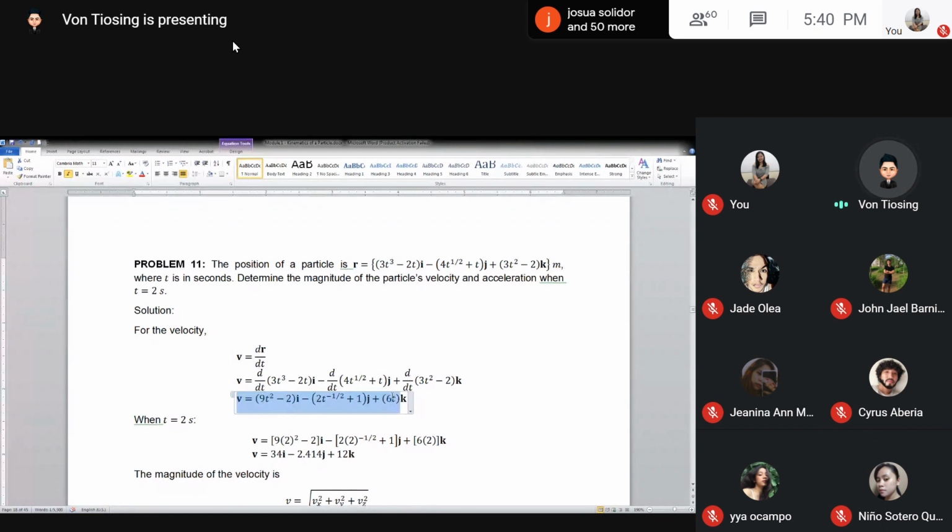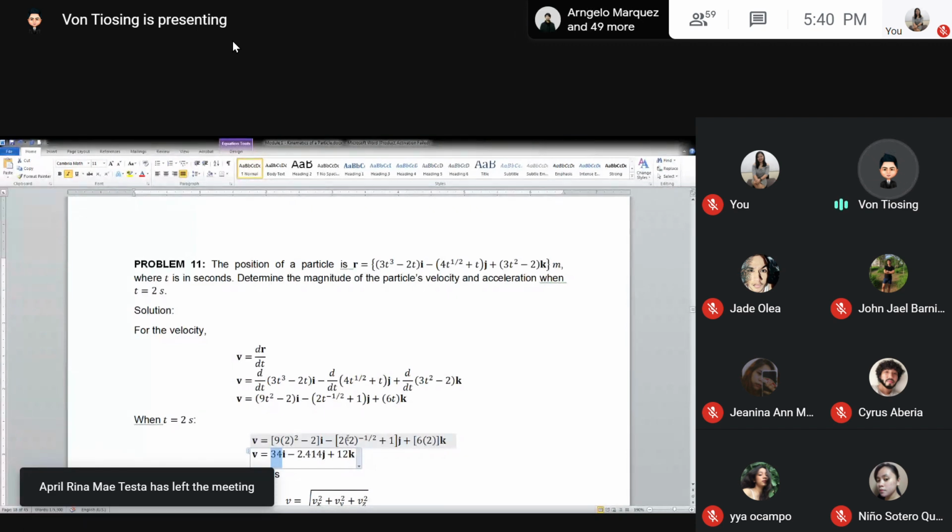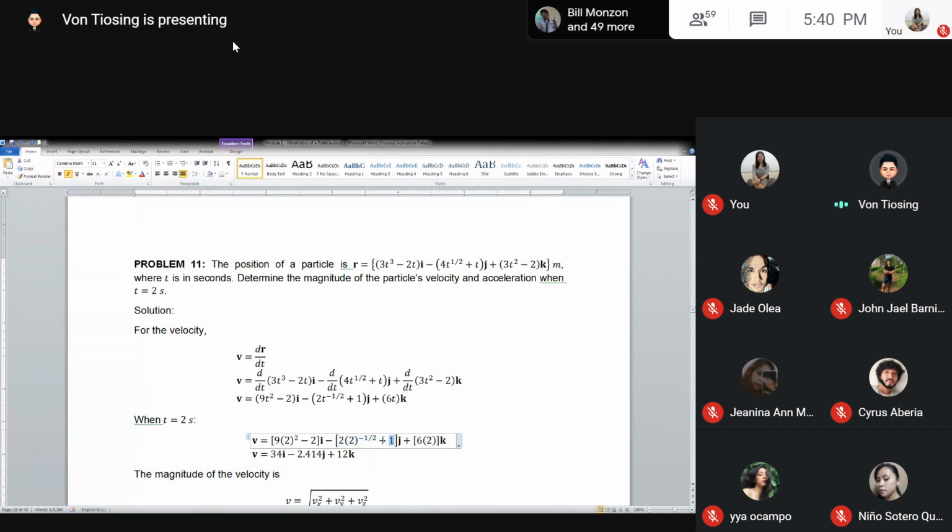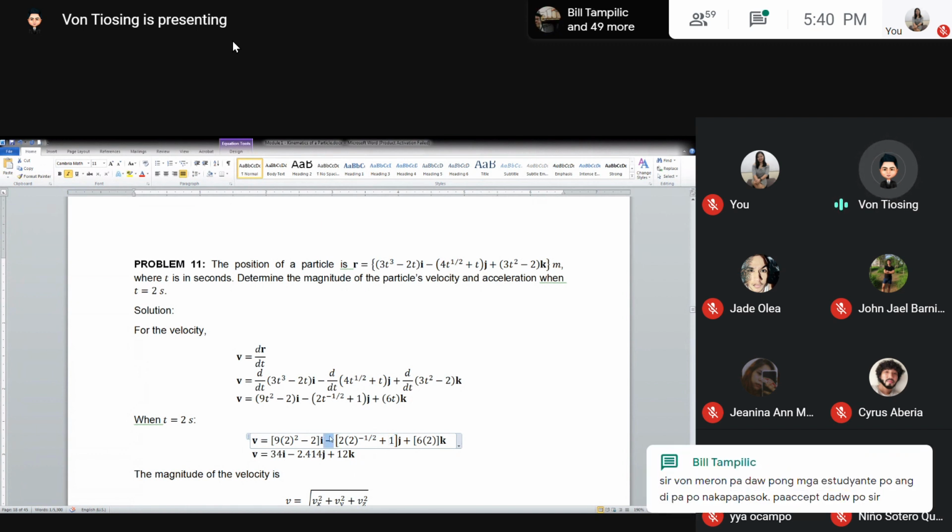Okay, so ito yung magiging velocity vector mo ngayon. Okay? So when t equals 2 seconds, basically you're going to substitute everything here. 9t squared minus 2 is 36 minus 2, so 34. So 2 times 2 raised to negative 1/2, so we have square root of 2 ito, no? Minus, plus 1 is, ilan yan? We have 2.414, but negative ito, no?